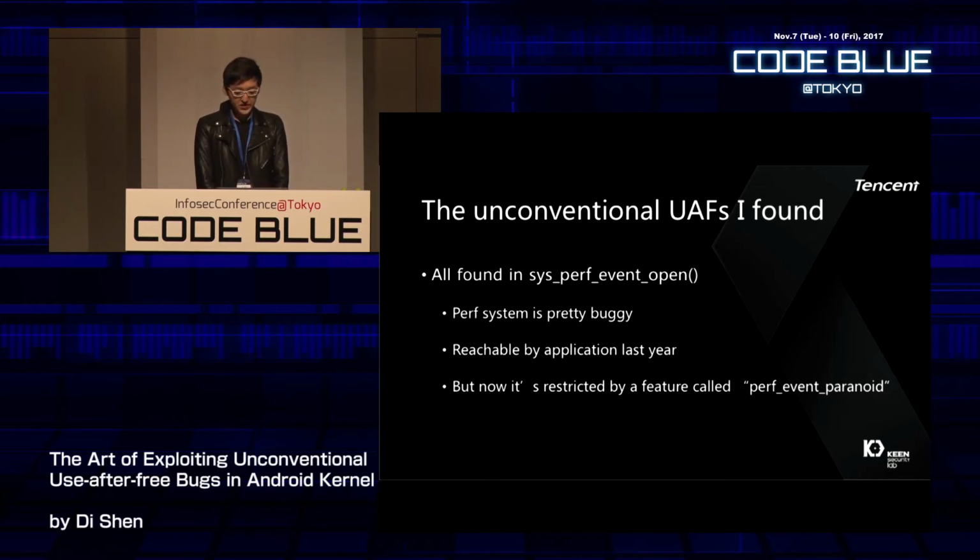The third thing is that it's already been restricted by Google with a feature called perf_event_paranoid. I have already mentioned that previously. It means on the latest devices, the syscall perf_event_open cannot be reached from untrusted applications anymore. So I'm not surprised that Google introduced this mitigation on Android at the end of last year. But please note that my exploits were finished in the summer of last year, and at that time the Perf subsystem could still be attacked.